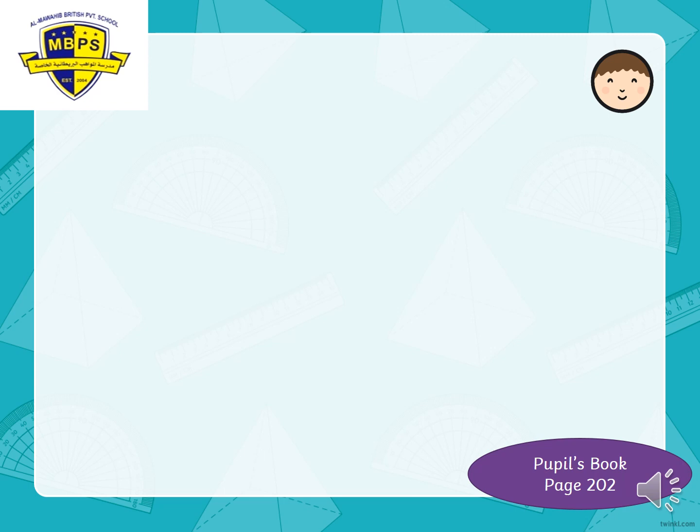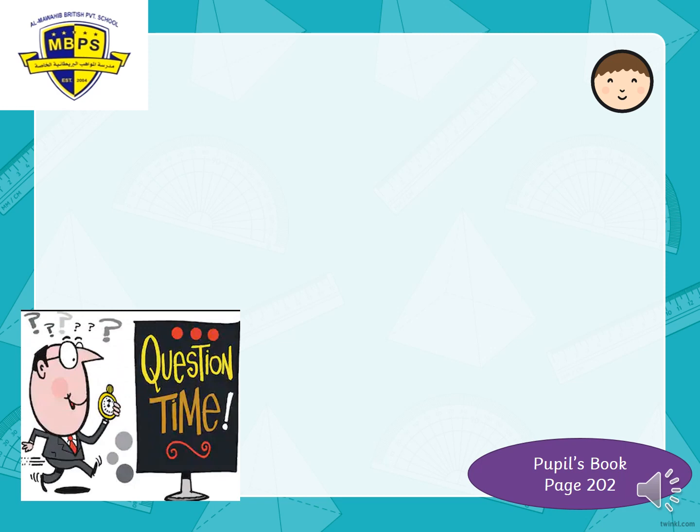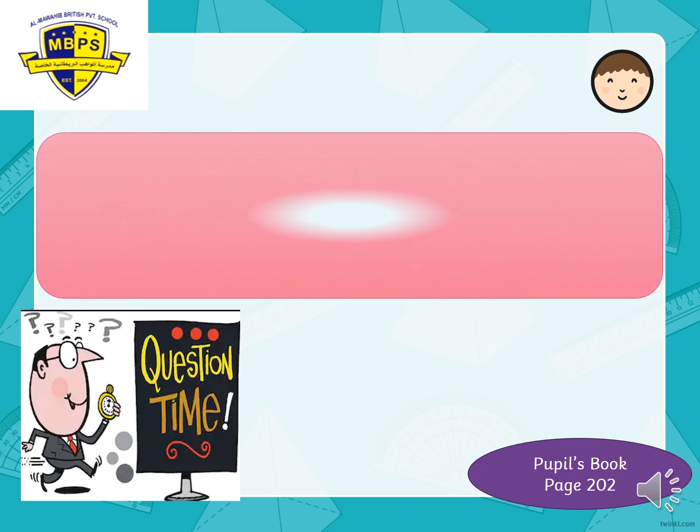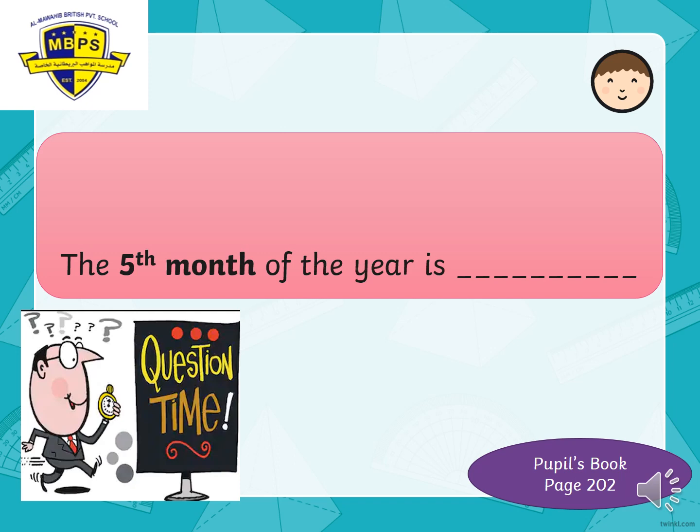These questions are from Pupils Book, page 202. It's question time. After you watch the video, you will find these questions are so easy. Complete. The fifth month of the year is? Who can tell me what is the fifth month of the year? Now we are in the fourth. Count until you reach the fifth. Excellent. May.